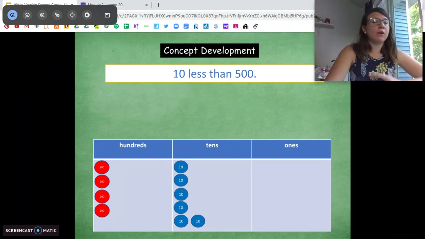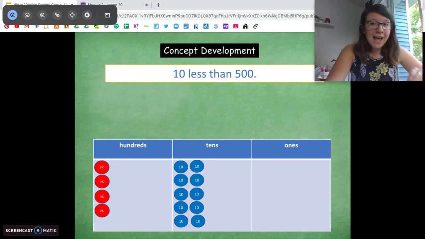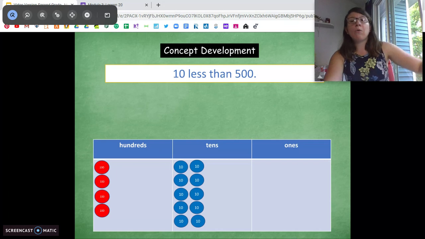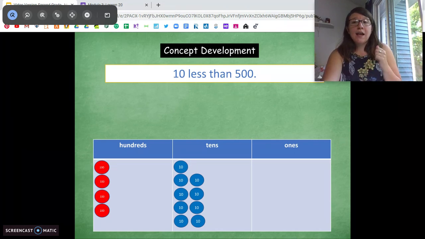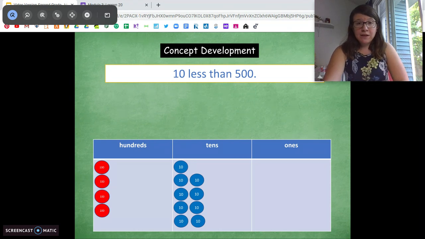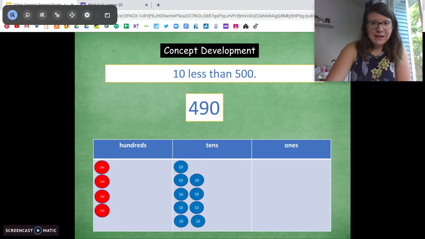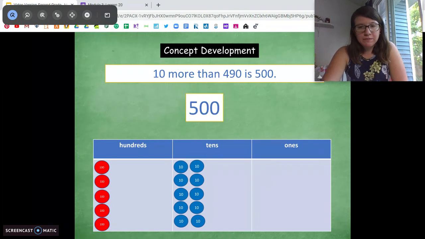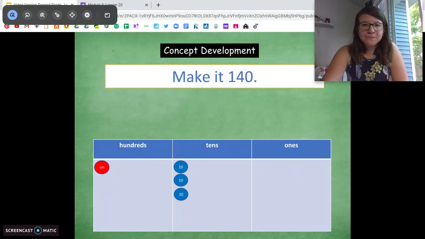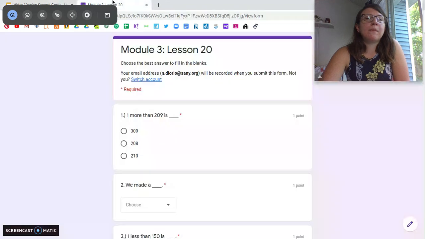Taking hundreds away, but we're not changing the number. We're going to put those 10 10s in its place. Okay? We still have 500. Now we're going to take a 10 away to get that 10 less. What is 10 less than 500? Good. 490. You got it. 10 more than 490 is 500. Okay? All right. So I'm going to get into our exit ticket for today.